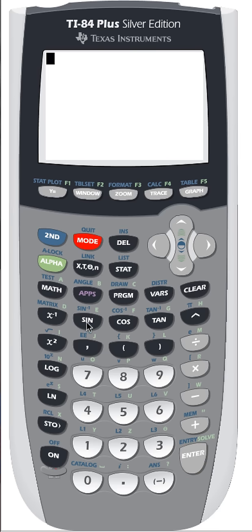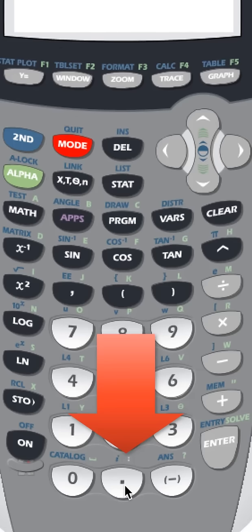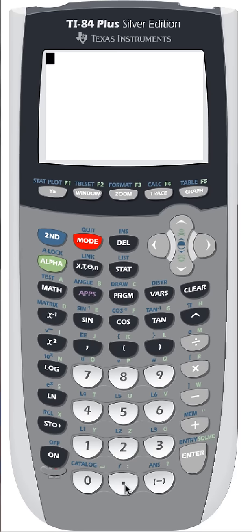To get to the i, notice all the way down where the dot is, there's a little i right above the dot. So you hit the second key. To do i to some power, you hit second, then the dot, then the caret, and notice that kicks it up into an exponent, and we type in any exponent we want. I'm going to use 32 for our first example. Now, bam, there's our answer.